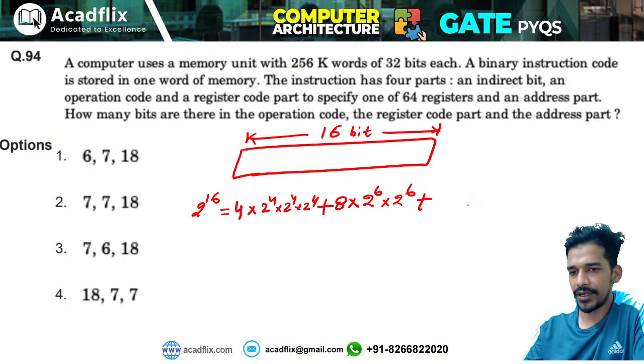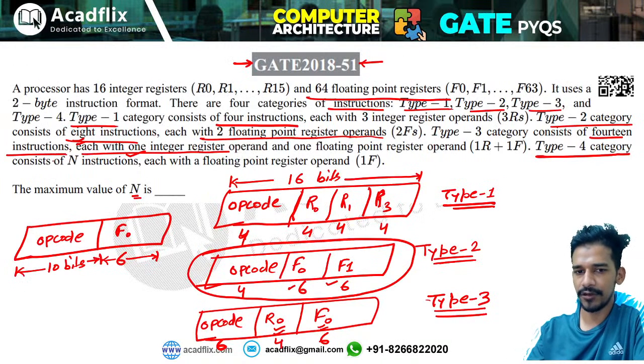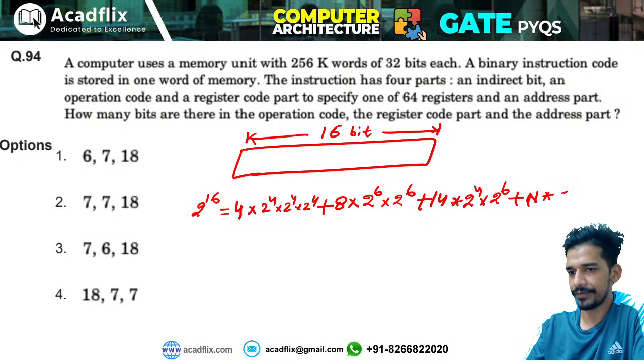So we have 14 type 3 instructions, with every instruction having 2 to the power 4 register operands and 2 to the power 6 floating point operands. Then you have n instructions of type 4 category, in which you will use only one floating point operand, that is n into 2 to the power 6, right? So you can solve this equation for the value of n.